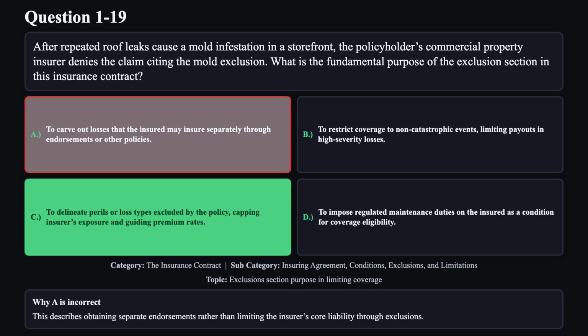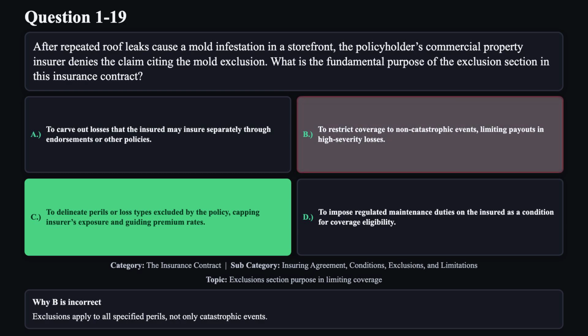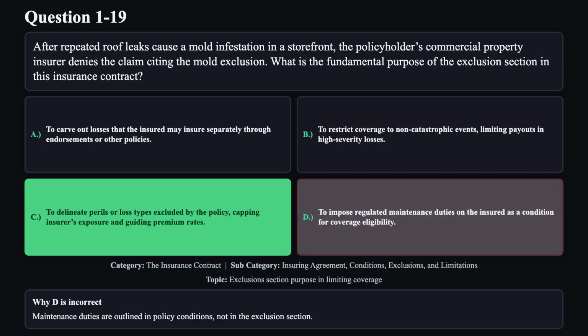Reason A is not correct. This describes obtaining separate endorsements rather than limiting the insurer's core liability through exclusions. Reason B is not correct. Exclusions apply to all specified perils, not only catastrophic events. Reason D is not correct. Maintenance duties are outlined in policy conditions, not in the exclusion section.